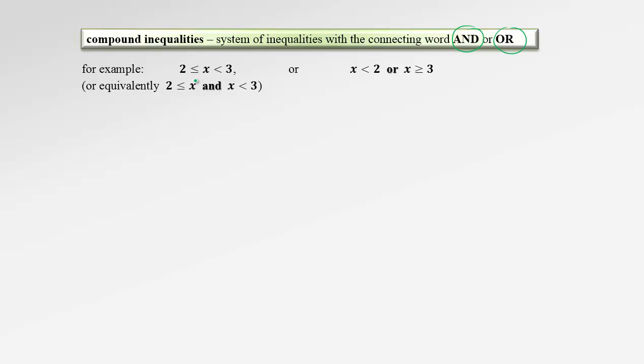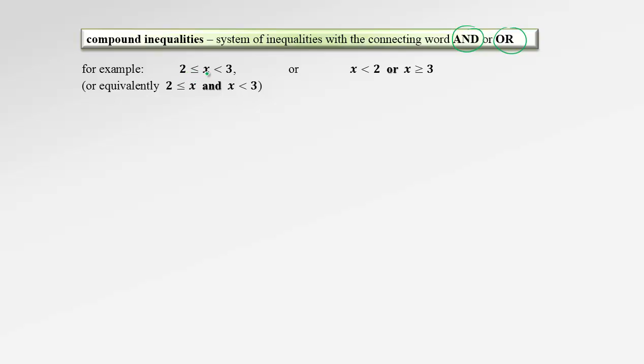Now we are ready to solve some compound inequalities. What are compound inequalities? Those are systems of inequalities with a connecting word, either and or. And here are some examples.